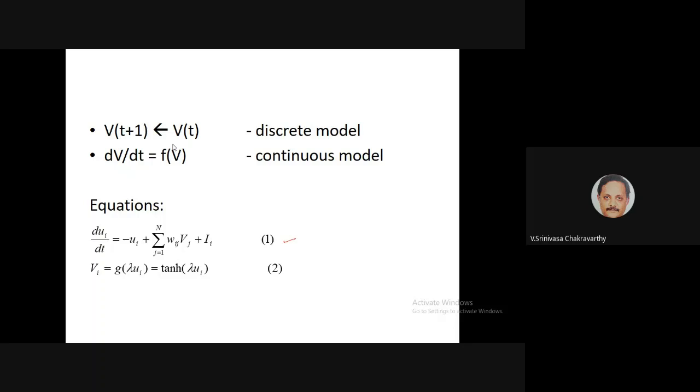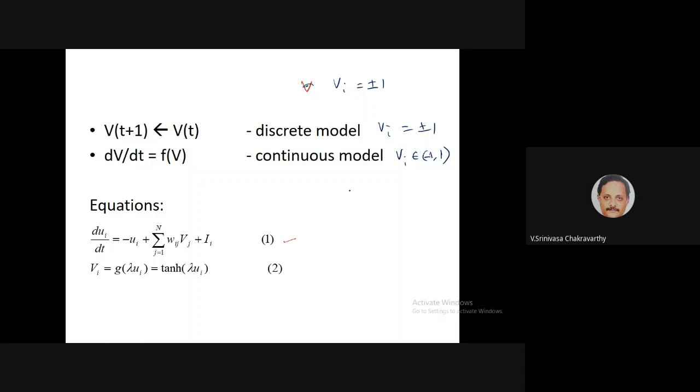So we have seen that in the discrete model you have a vector. The state of the network is a vector V, where each Vi is plus or minus one. Whereas in the continuous model, Vi is in the open set minus one to one. It can take any continuous value between minus one and one.